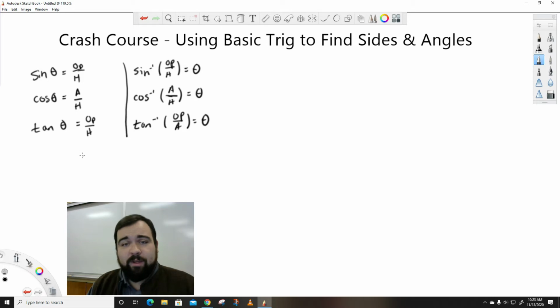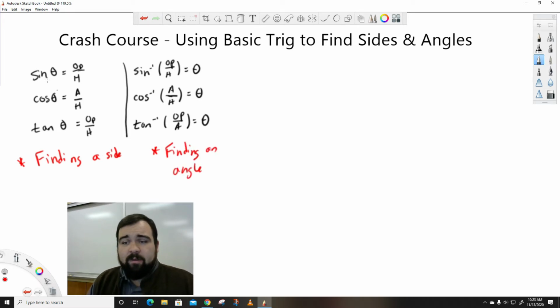Alright, so in the left-hand column we have all of our basic trig functions, and in the right-hand column we have the inverses of them. Now what do you use each of these columns for? Well, the left column is going to be for finding the side. The column on the right-hand side is going to be used for finding an angle. When you plug sine theta, cosine theta, or tangent theta into your calculator, you're going to get some kind of decimal value, and that decimal value is equivalent to the ratio of the sides. The right-hand column is the inverse function. The inverse of that ratio is then going to get you to the angle itself.